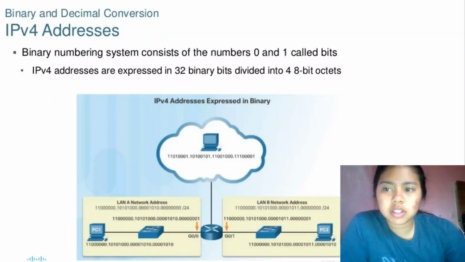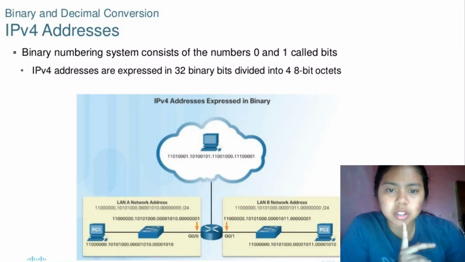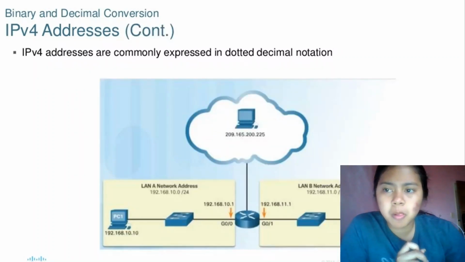IPv4 network addresses. The binary numbering system consists of the numbers 0 and 1, called bits. IPv4 addresses are expressed in 32 binary bits divided into four 8-bit octets. IPv4 addresses are commonly expressed in dotted decimal notation.